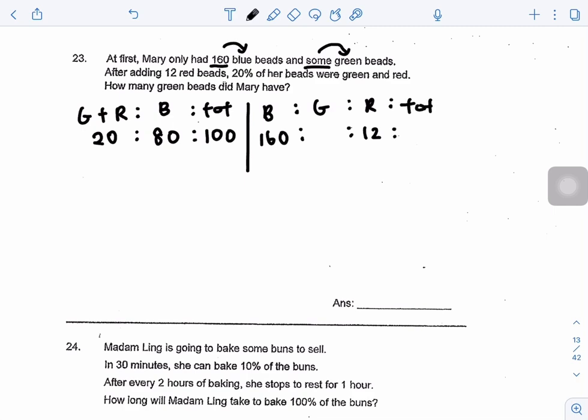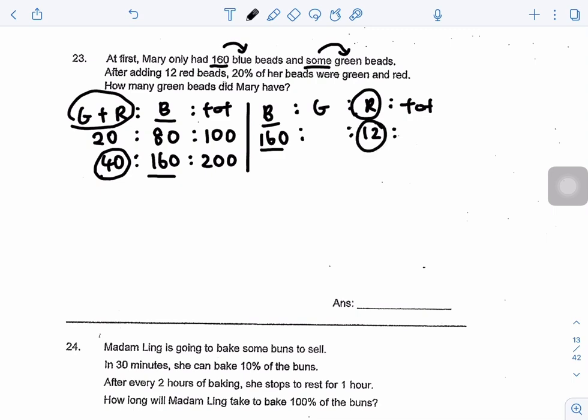What is the thing that didn't change? The thing that didn't change is the green and the blue beads, right? Over here, we have blue beads on both sides. No blue beads were added, which means these two numbers should be the same. So I'm going to times 2 for everything, so that the blue beads is the same on both sides now. Okay? Let's see. If green and red is 40 and red is 12, now we can find the original number of green beads. Green beads must have been 40 minus 12 equals to 28. We have 28 green beads, and that is the answer.